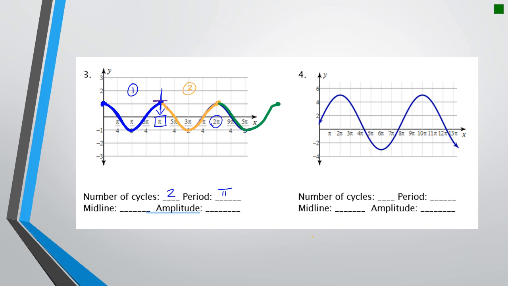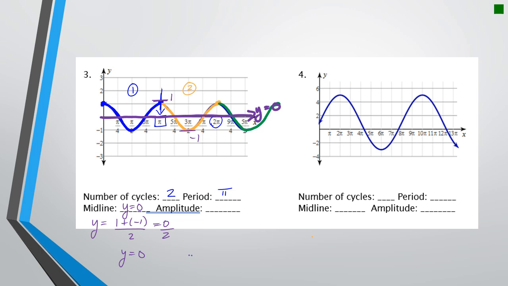So I have my highest y value at 1, my lowest y value at -1. So for midline, it's going to be 1 plus -1 over 2, which is 0 over 2, or just plain 0. So my midline is actually at 0, meaning it's the same as the x-axis.